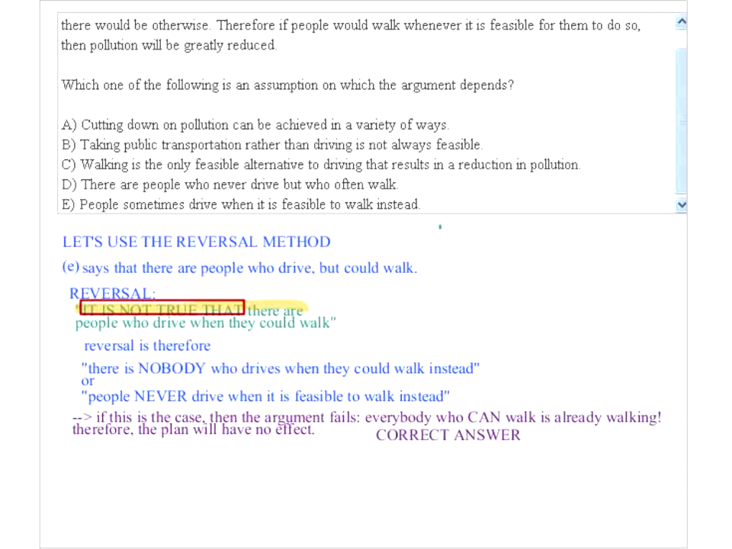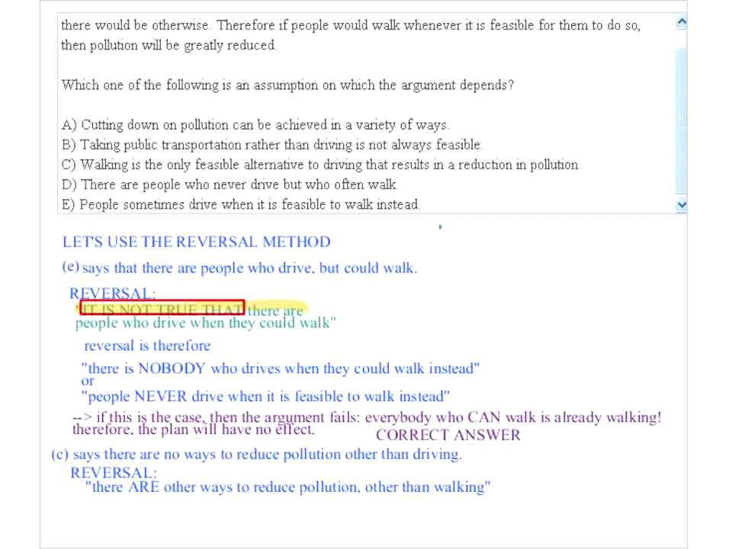Let's take a look at C. C says there are no ways to reduce pollution other than driving. The reversal of this must be there are other ways to reduce pollution other than walking, sorry. Let me edit that real quick. There are ways to reduce pollution other than walking. Well, this doesn't affect the argument, right? This has no effect on the discussion of whether walking itself will reduce pollution.